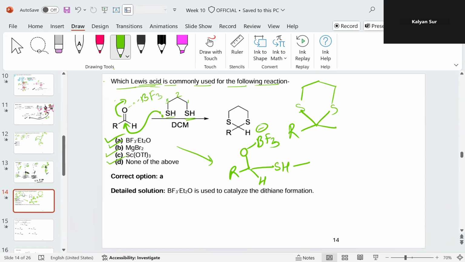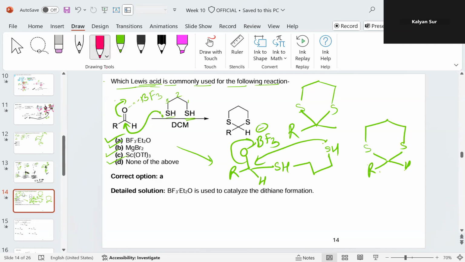SH and SH. Then the second molecule of the SH attacks on this position, and it will get eliminated. So we get the product, in which there will be two sulfur like this. And so therefore, if you look at the Lewis acid, so this is the Lewis acid.